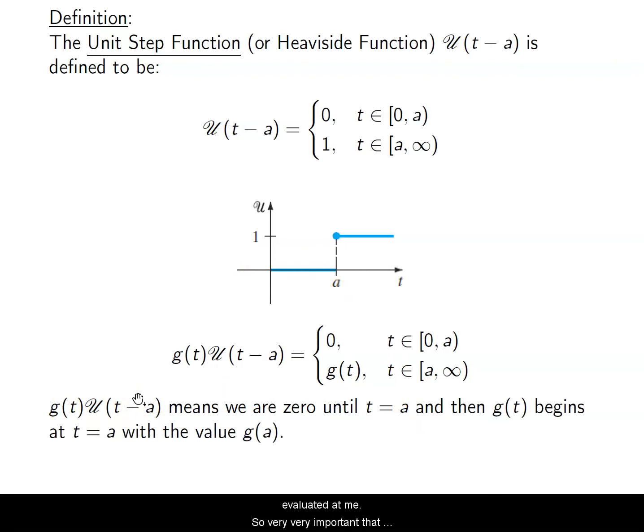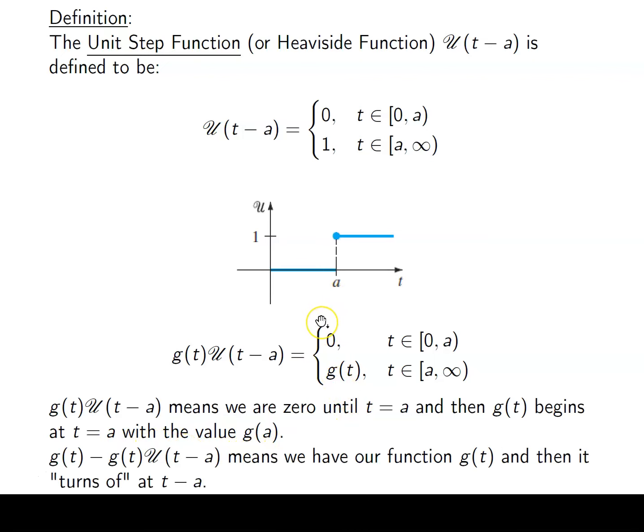Okay, so very important that we understand that that's how that works. So we're 0 until t equals a, and then g of t begins at t equals a with the value of g of a at the input of a. Okay, g of t minus g of t, the Heaviside transform with the horizontal shift.